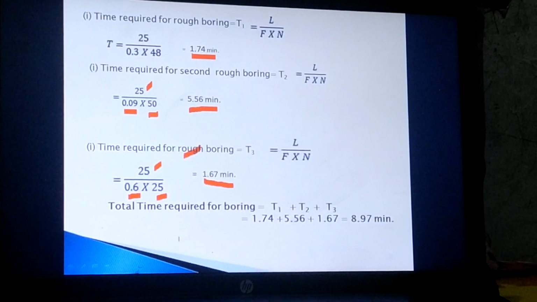Now lastly we will add all these times to calculate the total time required for this complete boring operation. T is equal to T1 plus T2 plus T3, that is 1.74 plus 5.56 plus 1.67, equal to 8.97 minutes. So in this way we can calculate the machining time for the complete boring operation.